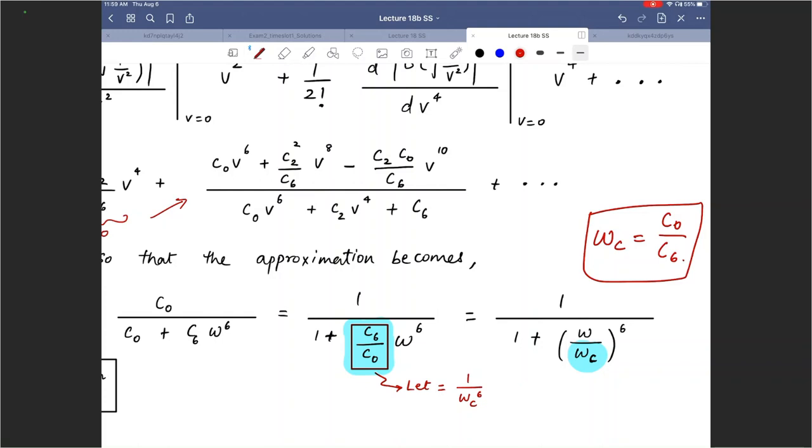The cutoff frequency is where the magnitude squared of the filter should become half power bandwidth, right? Like that should become half. And the only way this can become half is when omega divided by omega c equals 1. So the frequency at which that happens is omega c. So clearly our assumption, our definition, or I should say letting c6 divided by c0 to be 1 over omega c power 6 makes sense because of that.